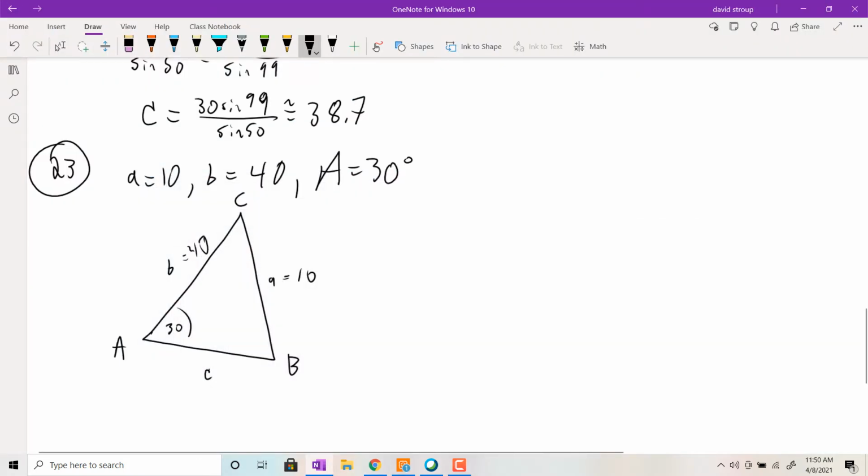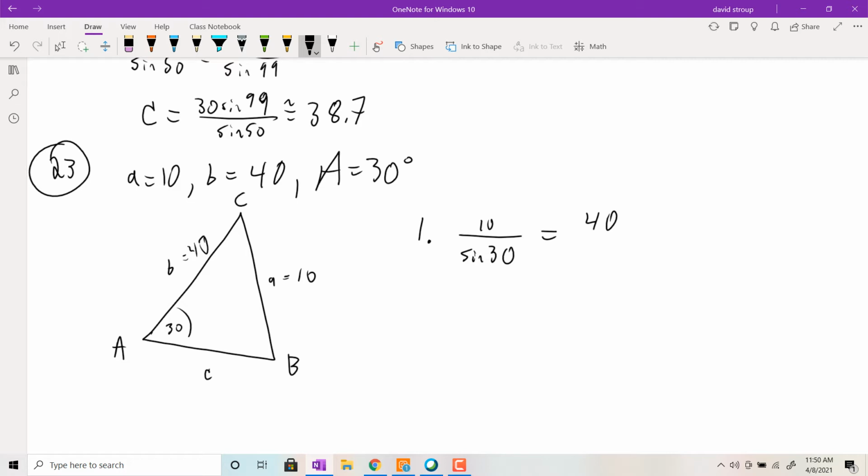So we can't go after low-hanging fruit. We're going to have to do something drastic, and the only thing you can really do is go to the law of sines: 10 all over sine of 30. And on the other side, you can go after angle B, because you know the side 40. Then you're just left with solving one equation with one unknown. Multiply both sides by sine B, and multiply both sides by the reciprocal of 10 over sine 30. You get 40 sine 30 all over 10. Take sine inverse of both sides.